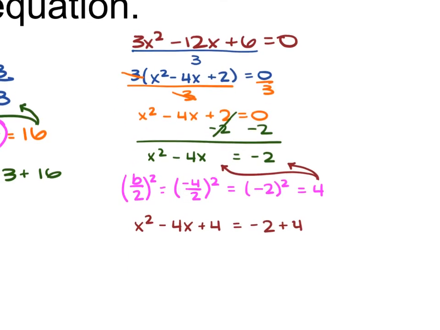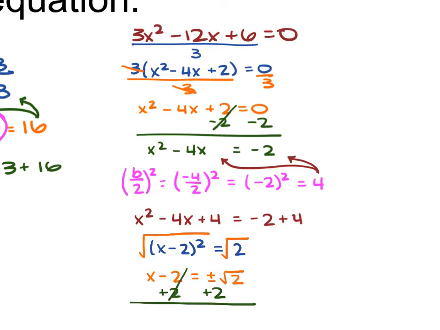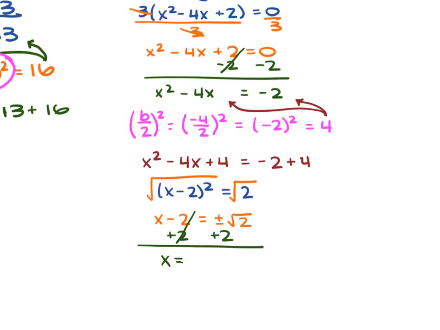I'm going to factor my left side, add my right side. I get x minus 2 squared is equal to 2. From here, I want to get rid of that binomial squared and just have it be that binomial, so I'm going to take the square root of both sides. We have x minus 2 is equal to the plus or minus square root of 2. I then get x by itself by adding that 2 to both sides, and I'm left with x is equal to 2 plus or minus the square root of 2.